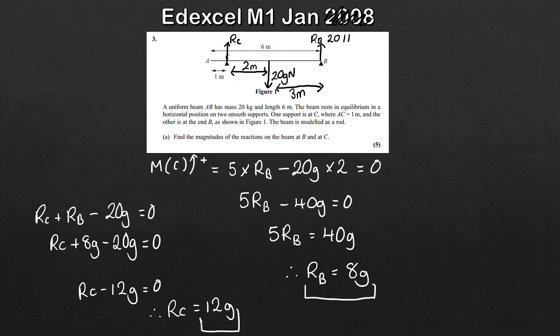I think the key with these moments questions is to make sure you annotate your diagram. They will very often give you the diagram to start off with. Make sure you label the appropriate things. It will help massively, and then just take it step by step. Don't worry about where you're taking the moments. Generally, it doesn't matter, and it's good practice to try taking moments at different places. So give that a try as well. Hopefully this video has helped.